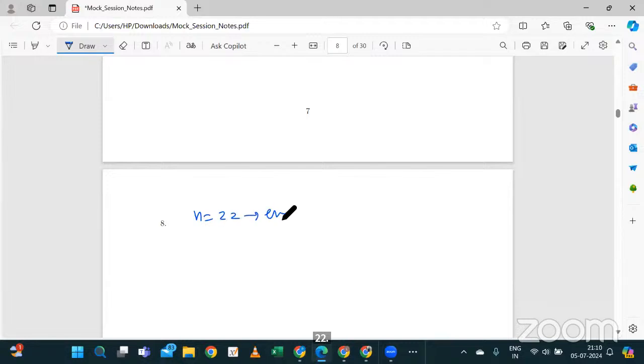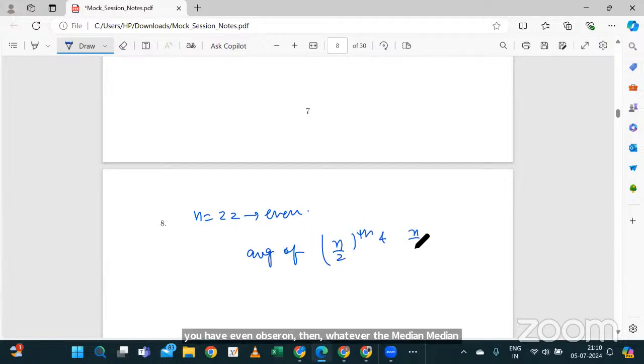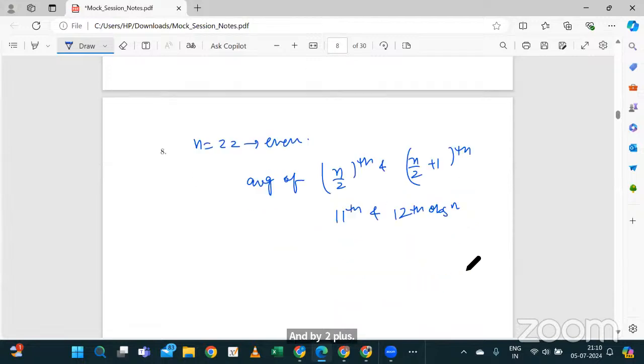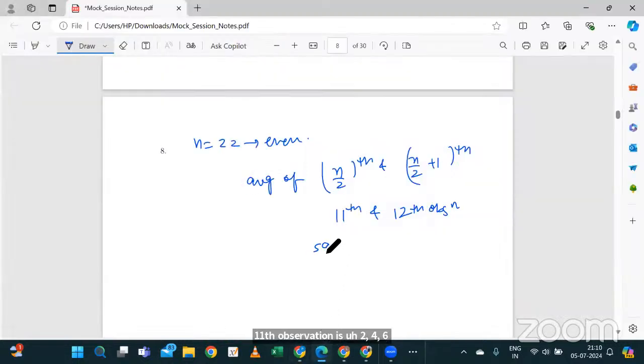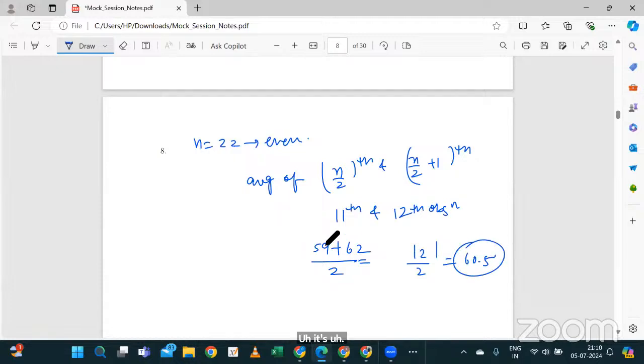Which is even. If you have even observations, then what will be the median? Median will be the average of n by 2th and n by 2 plus 1th observation. So it will be the average of 11th and 12th observation. The 11th observation is 59, and the 12th is 62. So it will be 59 plus 62 divided by 2, which is 121 divided by 2, nothing but 60.5. All right. So this is the median for CT.